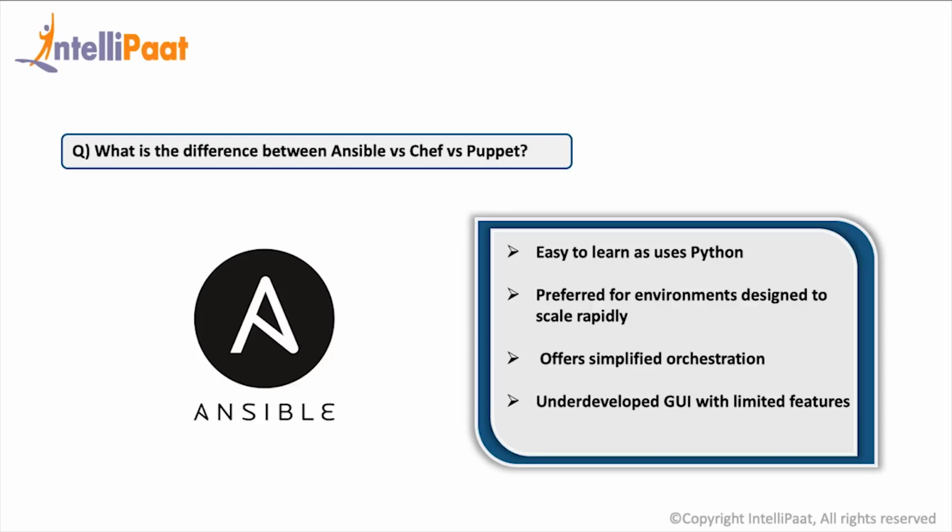But there is a disadvantage of Ansible: it has a very underdeveloped GUI. That is, you only get the CLI to work with, right? And it has very limited features when we compare it with Puppet and Chef.